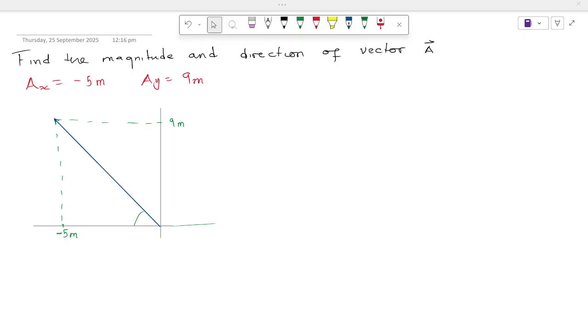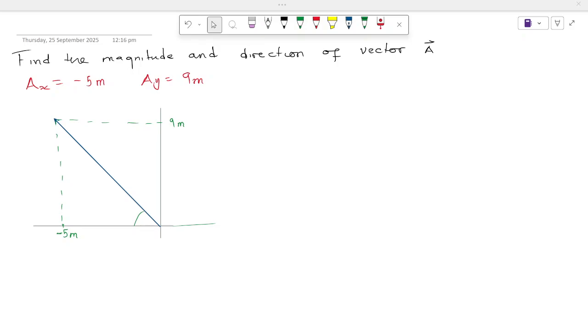Okay, so we're looking at the third question of the tutorial sheet, where we're being asked to find the magnitude and direction of a vector A, which has components Ax of -5 meters and Ay of 9 meters. And we can solve this question using simple trigonometry. As you have seen, I've given a diagrammatic representation of this.